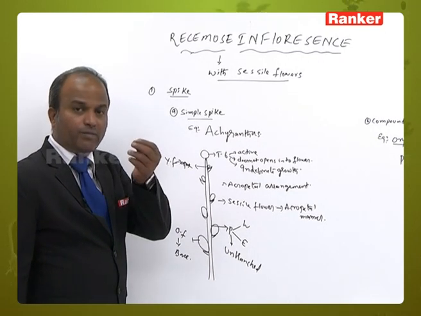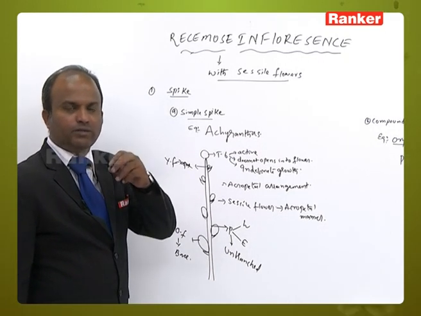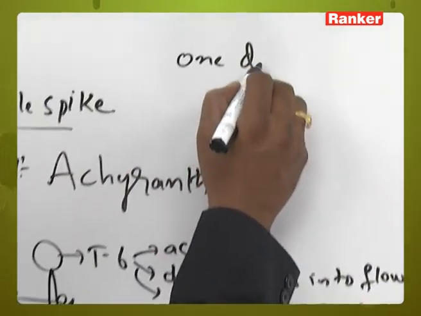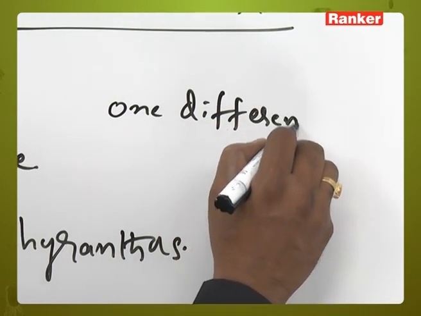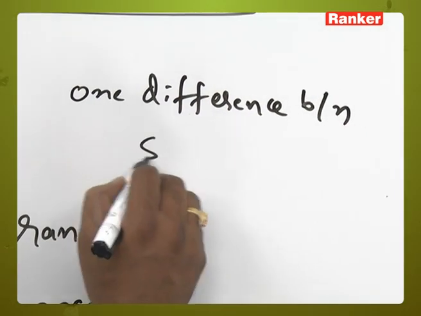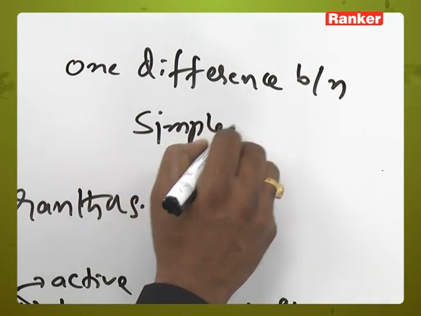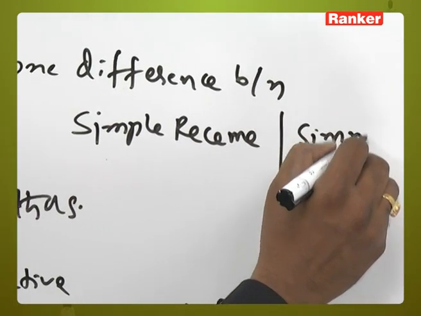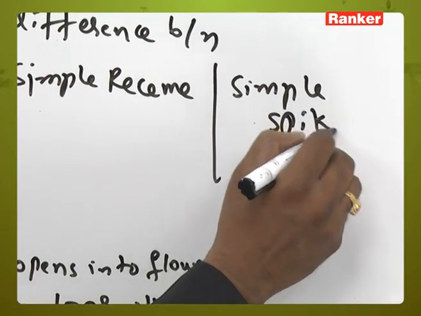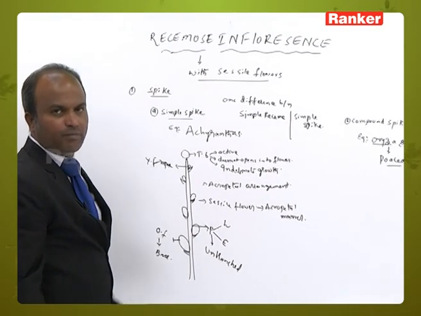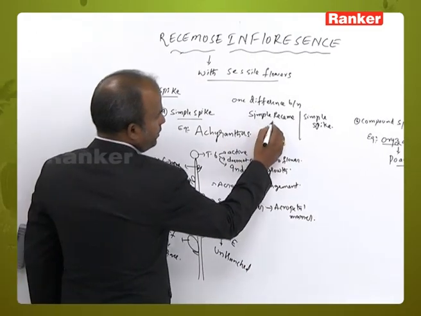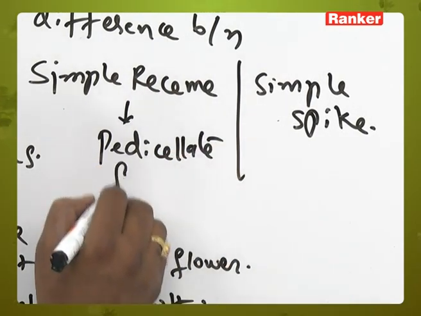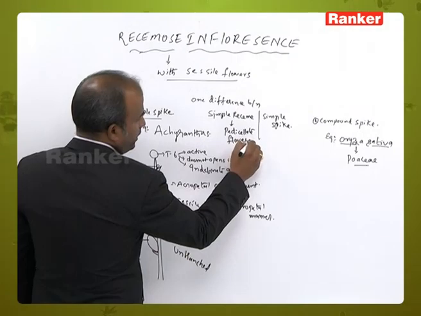Here only one minor difference is present between simple raceme and simple spike. What is the difference between simple raceme and simple spike? In simple raceme, it shows pedicellate flowers.